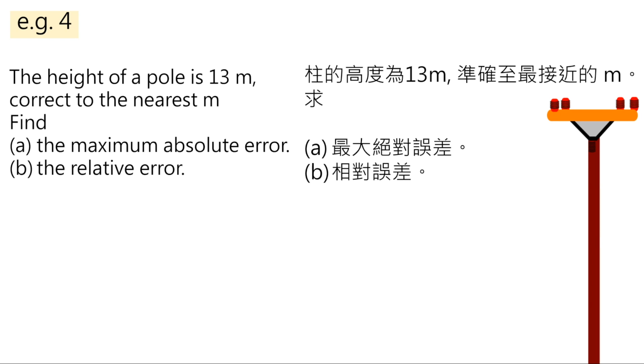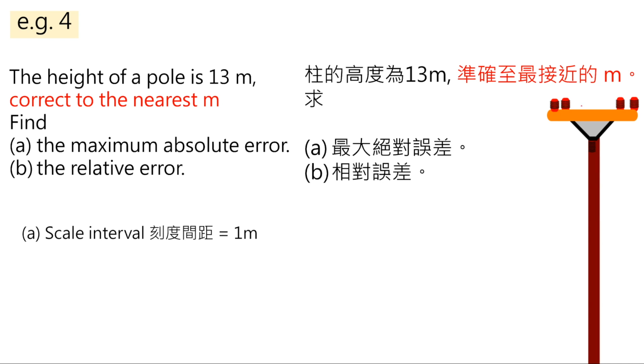For the next question, we can see the height of a pole is 13 meters high, corrected to the nearest meter. So now we're finding the maximum absolute error. Again, first we find a scale interval. Looking at the question, it's corrected to the nearest meter. So the scale interval is 1 meter. If the question just has a letter M, like here, meter, we can always think that there is a hidden 1. So the scale interval is 1 meter.